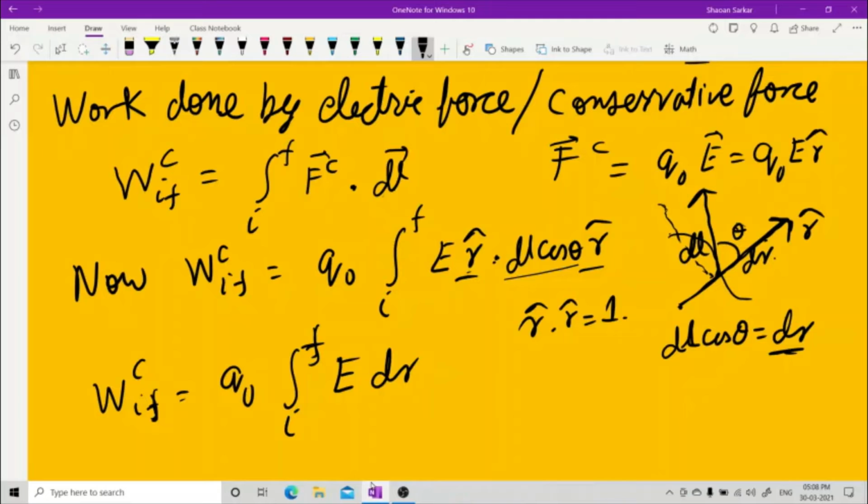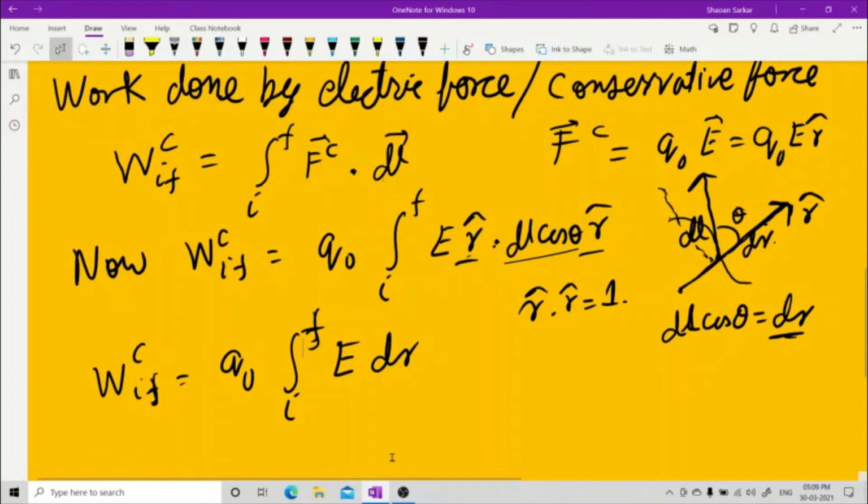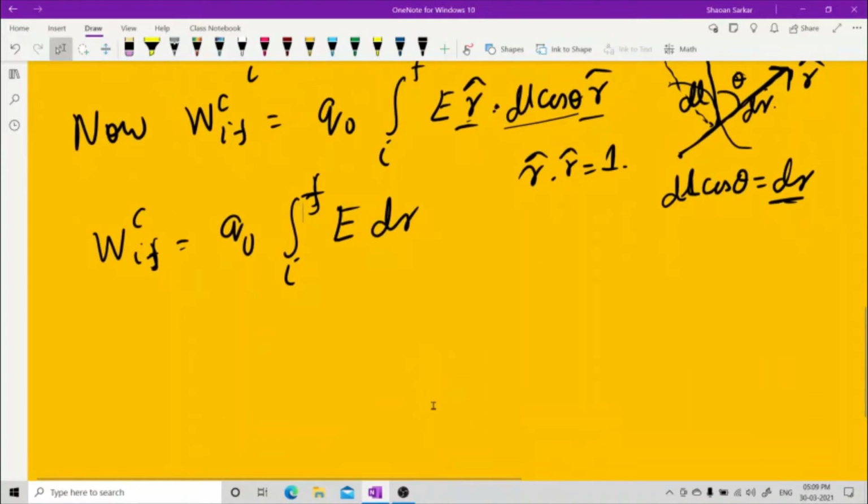This is what I need basically from the scalar part. This is the scalar part of the thing. Now we will write down the vector, the other part. This is now the work done by the applied force that we will take into consideration. This was the work done by the conservative, or the electric force.